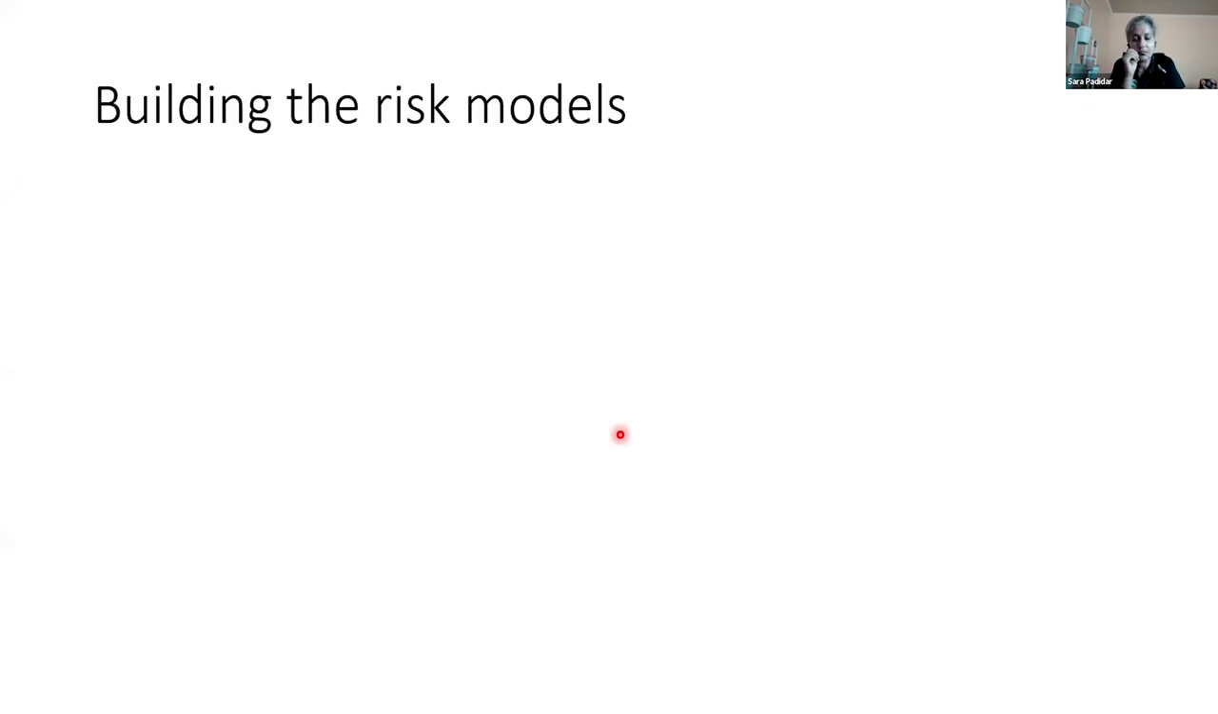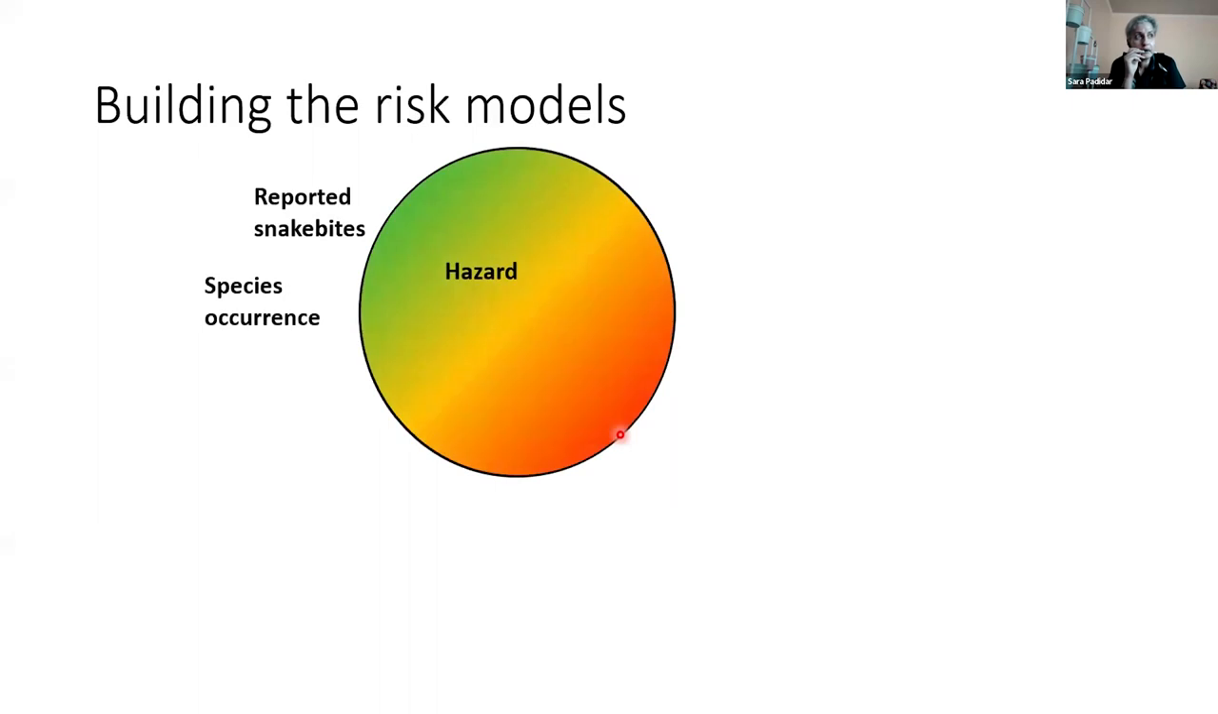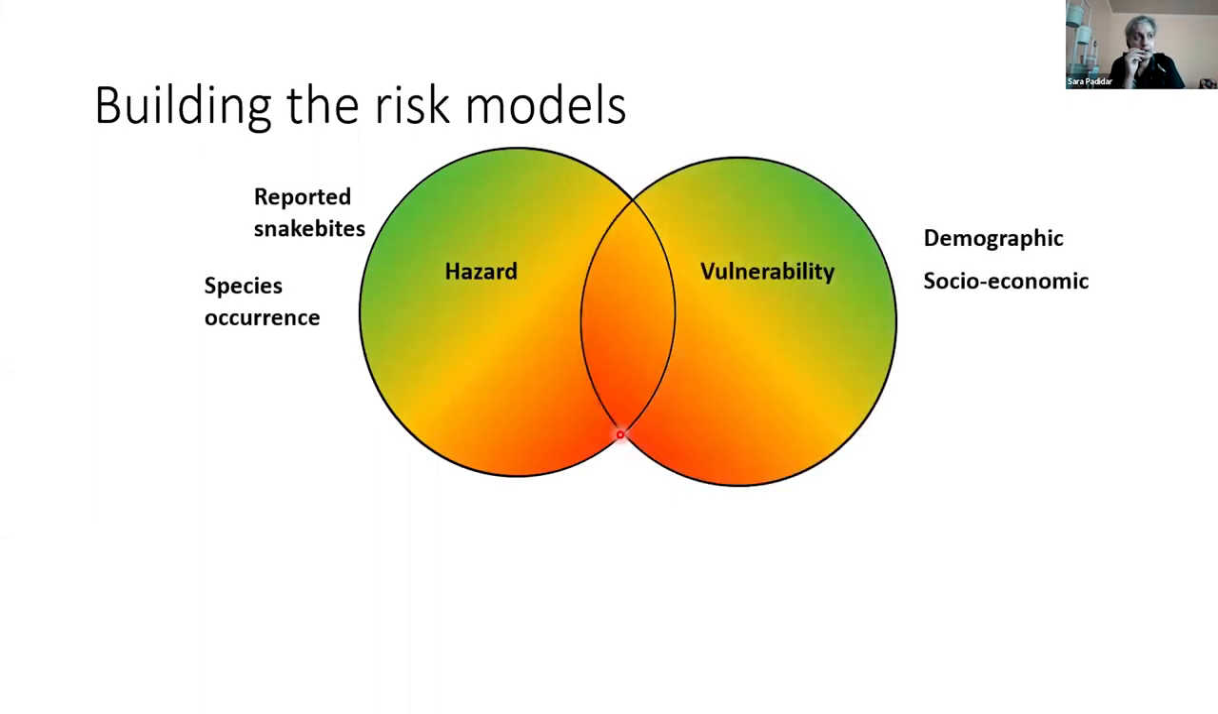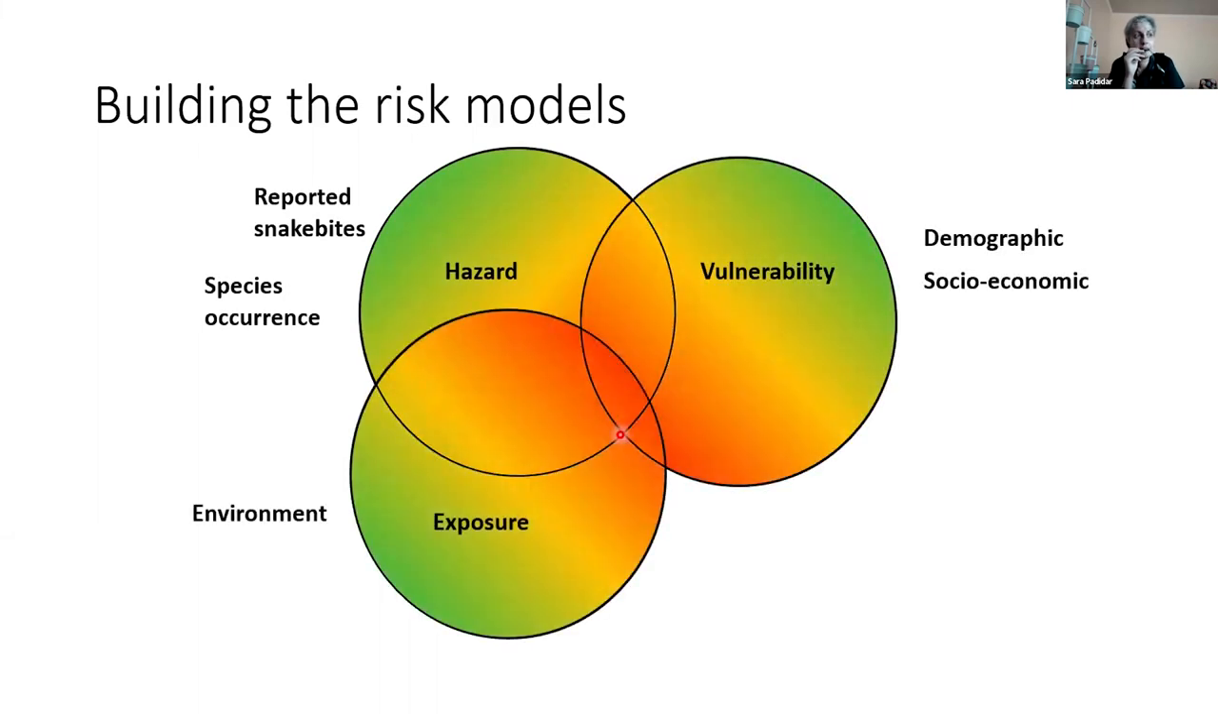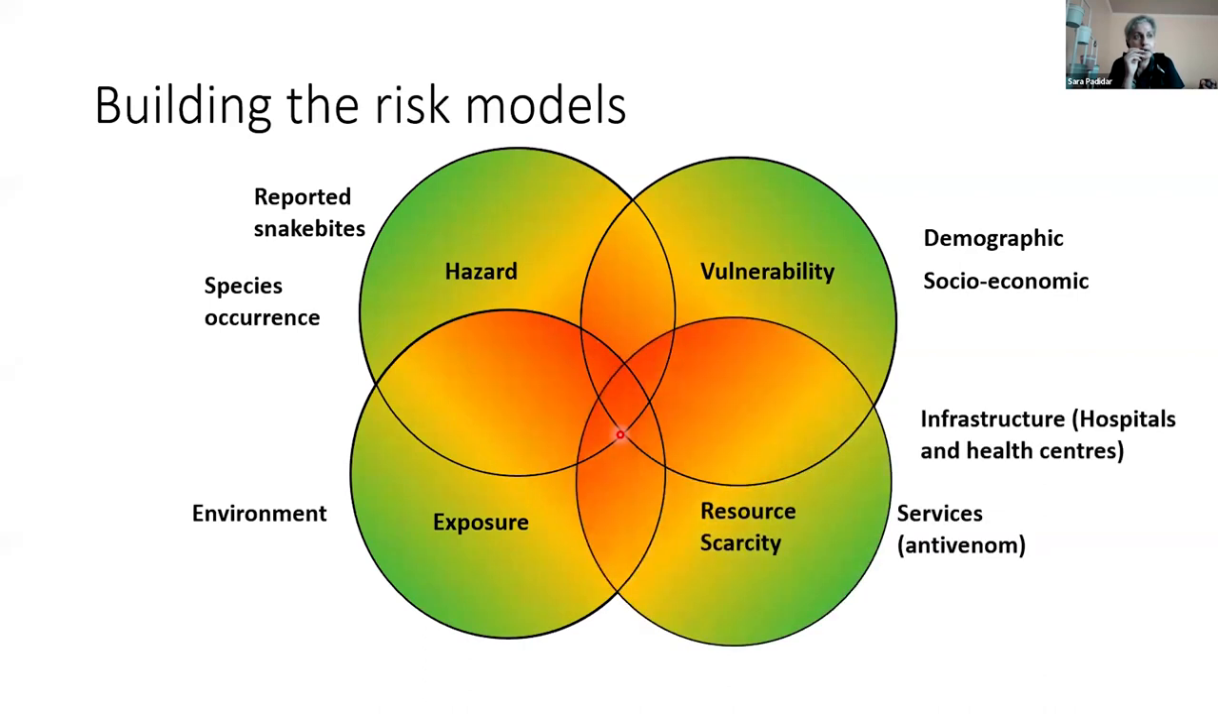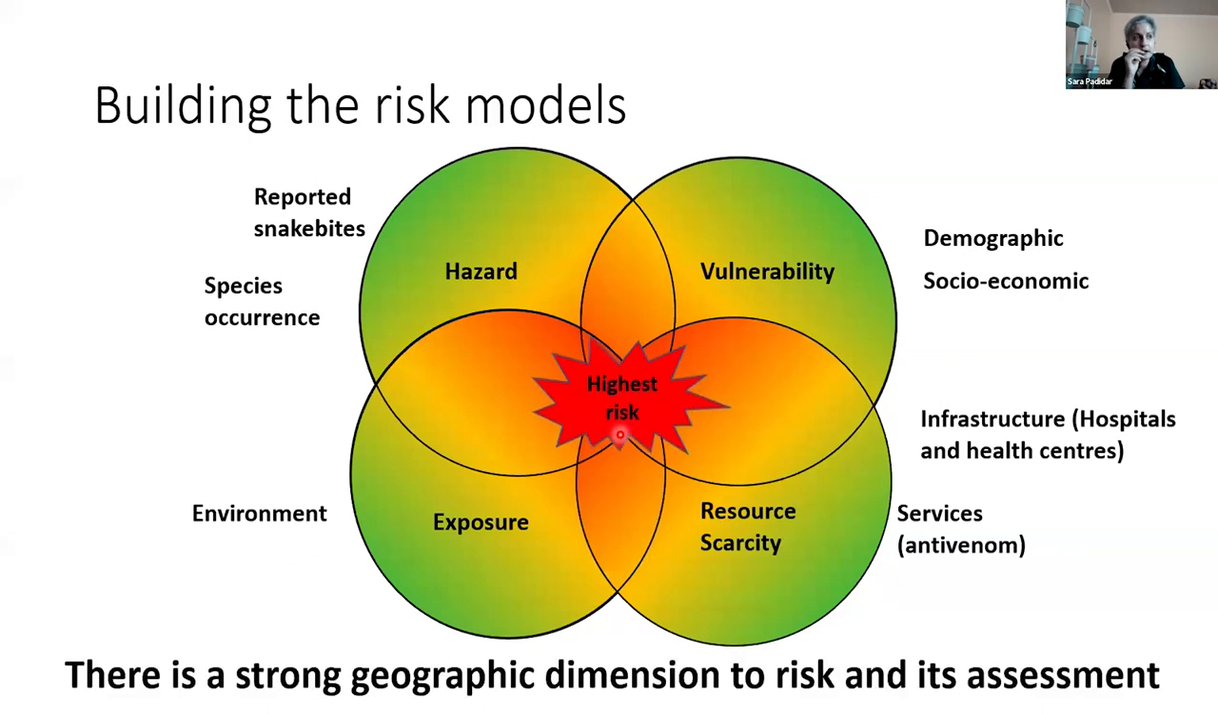And again, this was published last year. We look at hazards and vulnerability, exposure, and resource scarcity. I will go into each one in a moment. But where these four collide is where you're going to have the highest risk. And this has a strong geographical component. And this was work that was done by Dr.